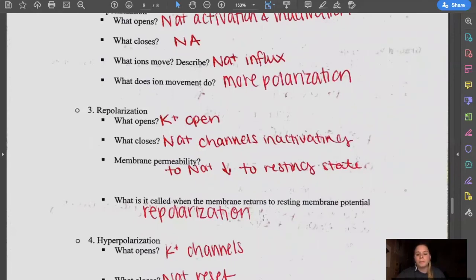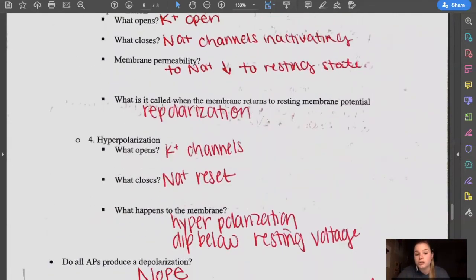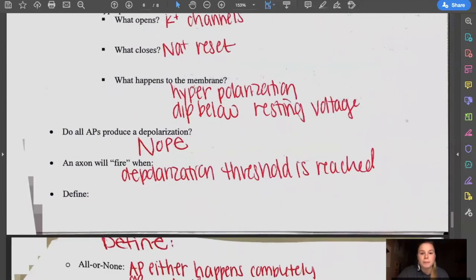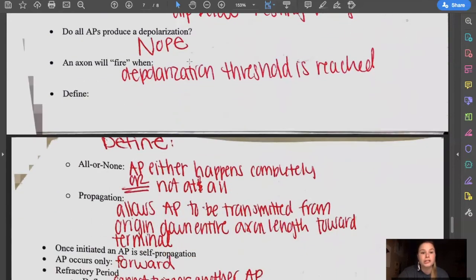What is it called when the membrane returns to resting membrane potential? Repolarization, right? We're going back down to our base, okay? I would just need to know what channels are open when, okay? Right, so the hyperpolarization is dipping below resting voltage. Okay, so do all action potentials produce depolarization? No, remember, they have to reach that threshold before they can fire and depolarize, okay? So if we don't reach the threshold, we don't depolarize, we don't produce an action potential, okay?